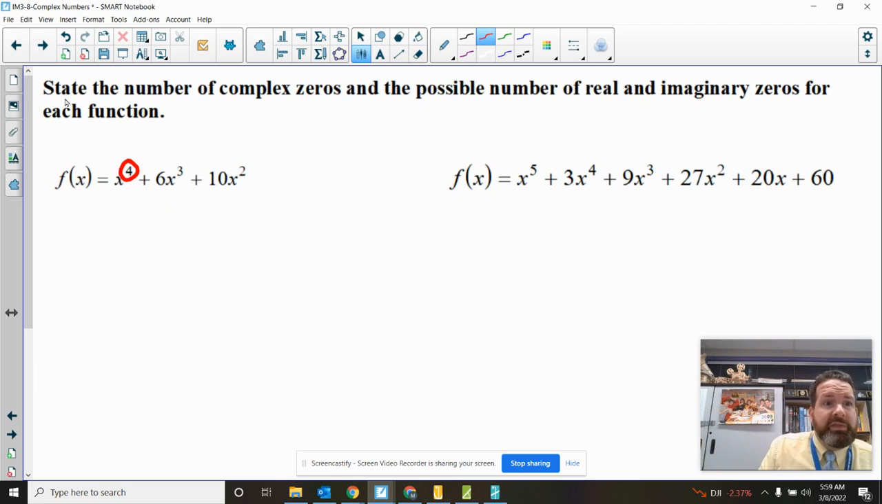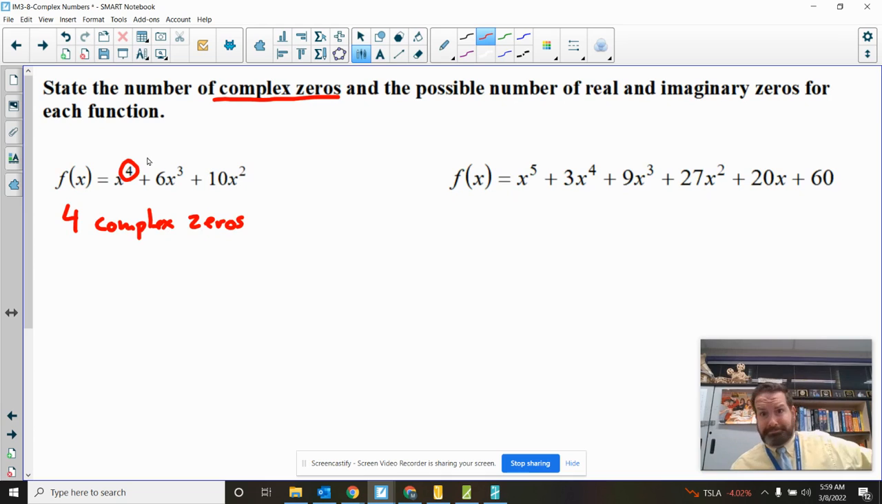Let's start with this first part. State the number of complex zeros. So this includes the imaginary ones and the real ones. Well, according to your fundamental theorem of algebra, there are going to be 4 complex zeros. That's because it's degree 4. Don't make that tougher than it is.